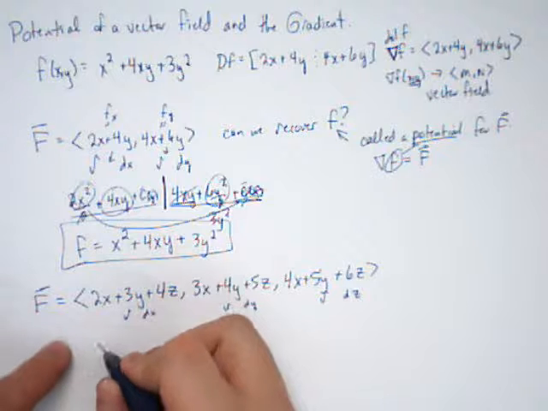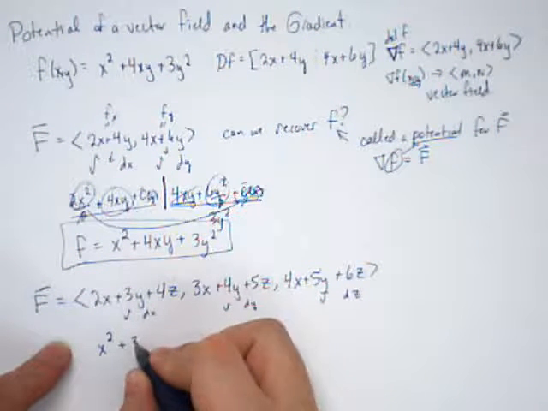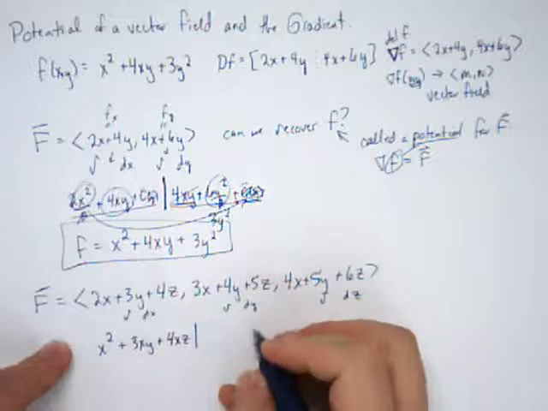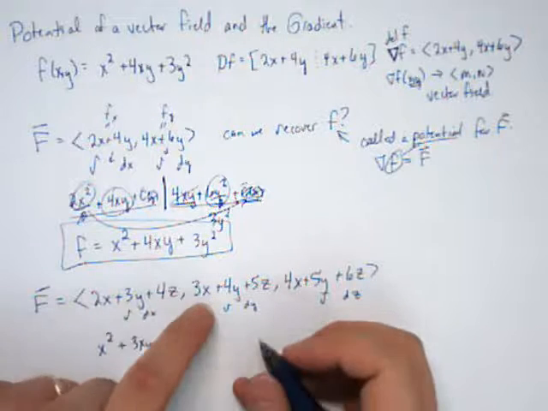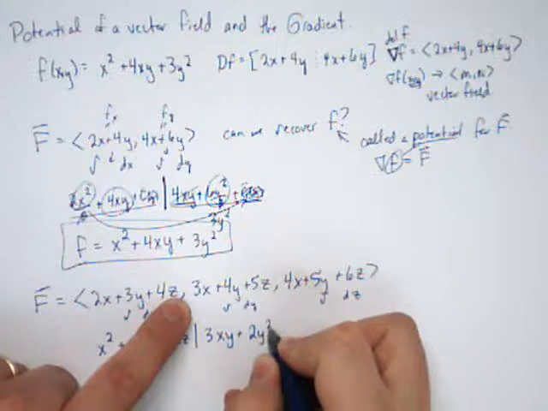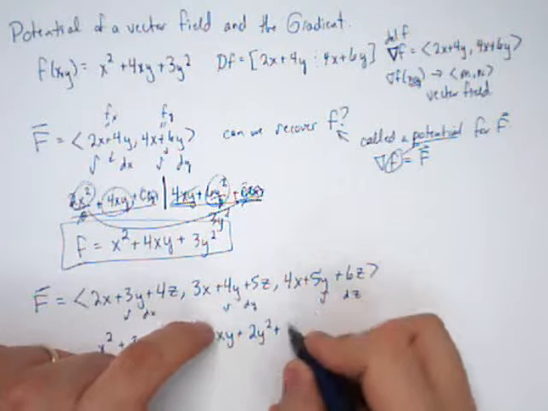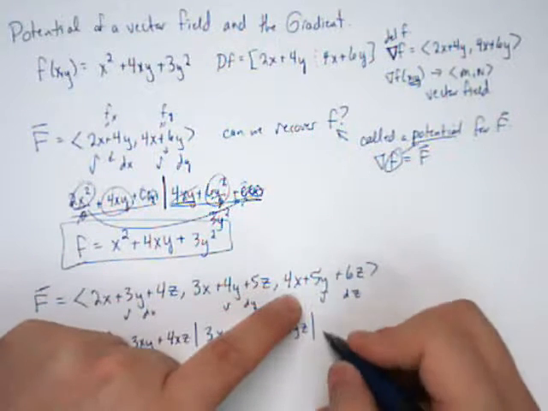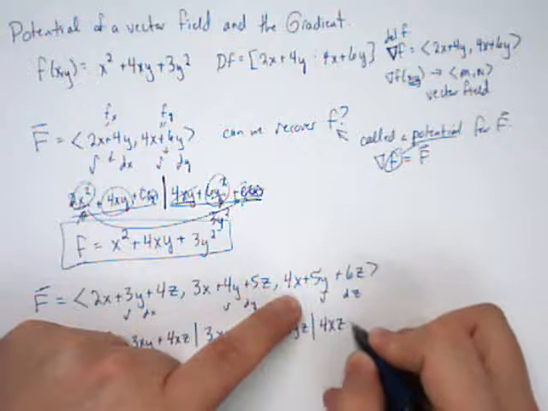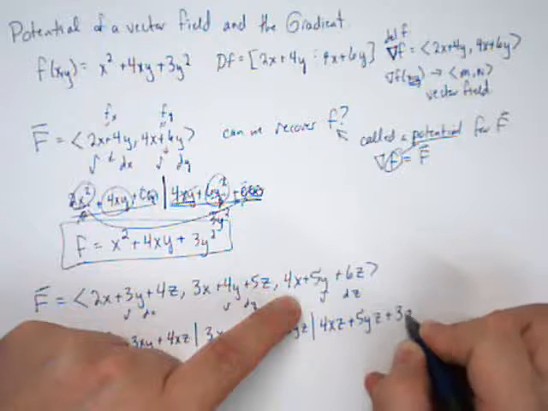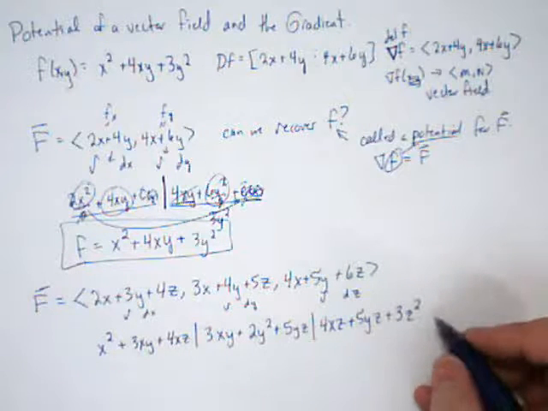Well, integrating here with respect to x gets me to x squared plus 3xy plus 4xz. That completes integrating with respect to x. Now I'll integrate with respect to y. I get 3xy plus 4y squared over 2, I divided by 2, plus 5yz. Now I need to integrate this with respect to z, which gives me 4xz plus 5yz plus 6z squared over 2. Again, I divided by 2.